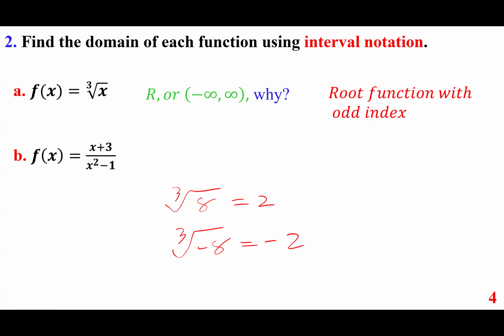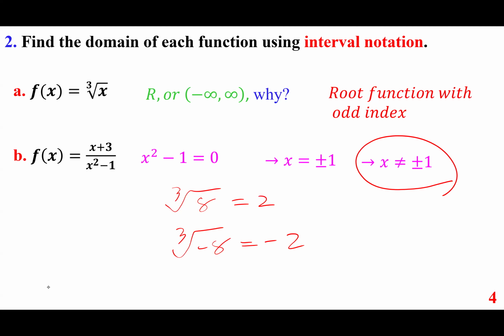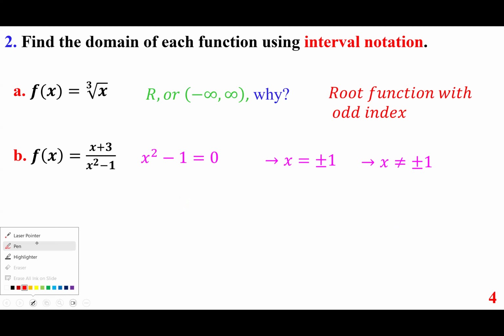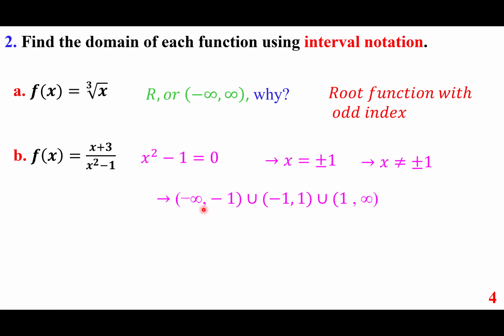What about this one? You set the denominator equal to 0 and you exclude that. X squared minus 1 equals 0. X is plus or minus 1. So the domain is all real numbers except those two numbers. So this represents the domain, everybody. How do you write them? In interval notation: negative infinity comma -1, union -1 to 1, union 1 to infinity.